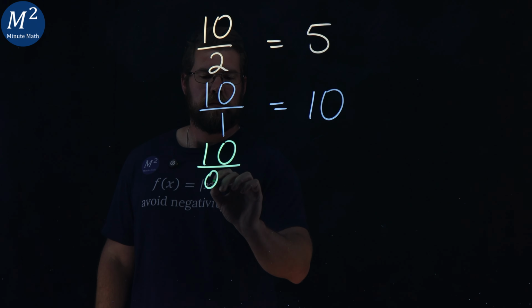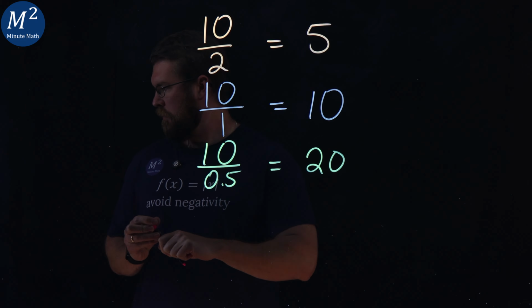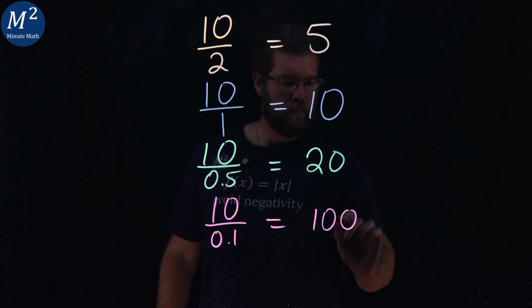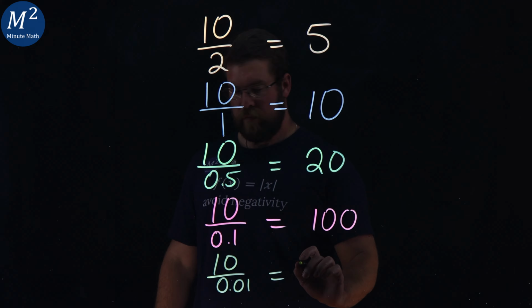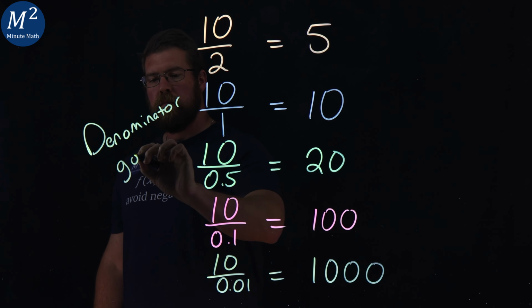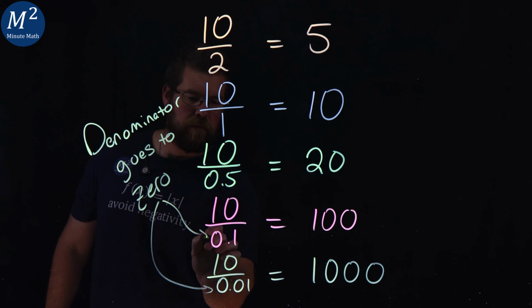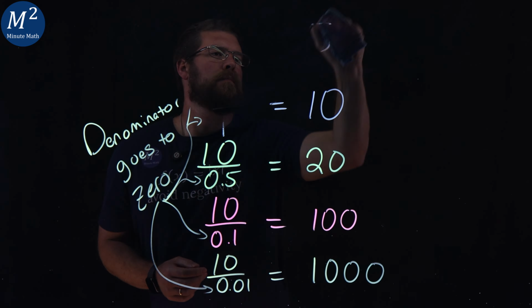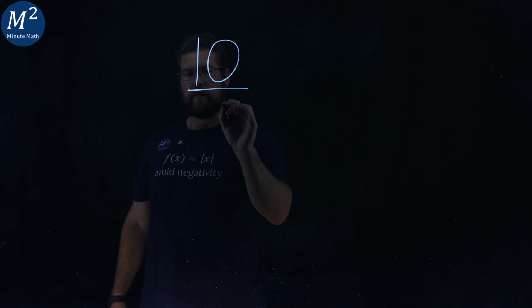As we make the denominator smaller, 1, half, a tenth, a hundredth, look what happens to our answer. It keeps growing. The smaller the number we divide by, the bigger the result becomes. So what happens if we actually reach 0?